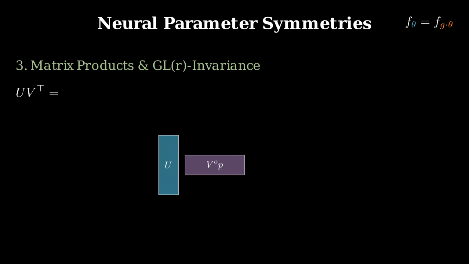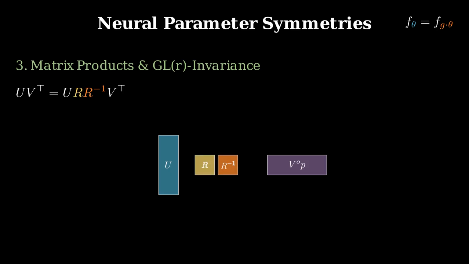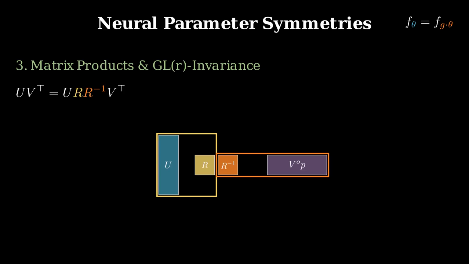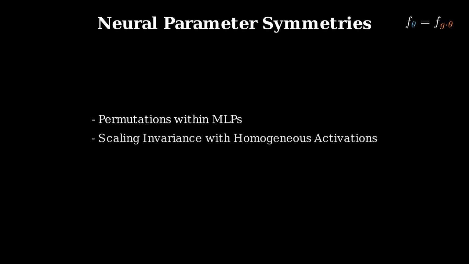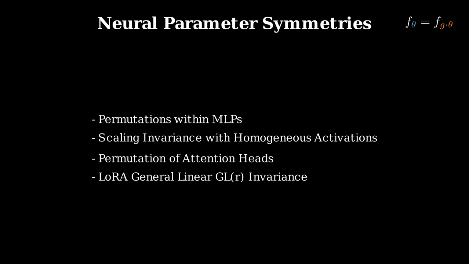Another fascinating symmetry occurs inside matrix products, widely seen in low-rank adaptations, or LoRAs, and attention blocks. We can inject any arbitrary invertible matrix R and its inverse right into the bottleneck layer. If we group R with U, and R inverse with V-transpose, the absolute weight parameter values shift drastically, yet their collective dot product remains entirely unchanged. Whether it is scaling factors, head permutations in transformers, or orthogonal groups in RMS norm, parameter symmetries define the complex geometry of our loss landscapes.